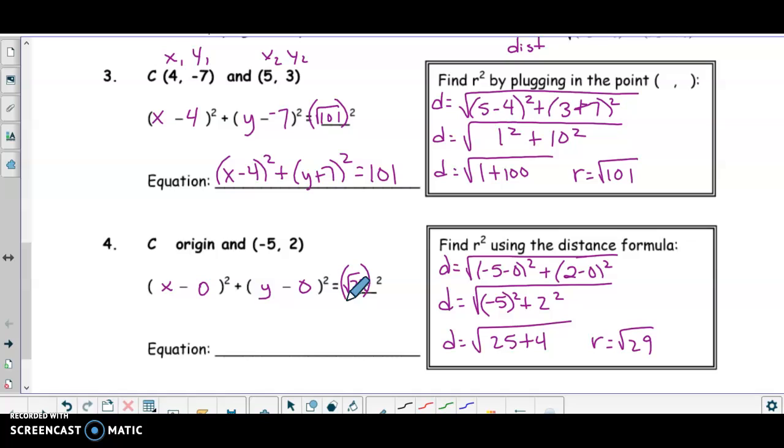So because we're subtracting 0, if our center is the origin, then we can just write x squared plus y squared. And again, if we square a square root, we just get 29.